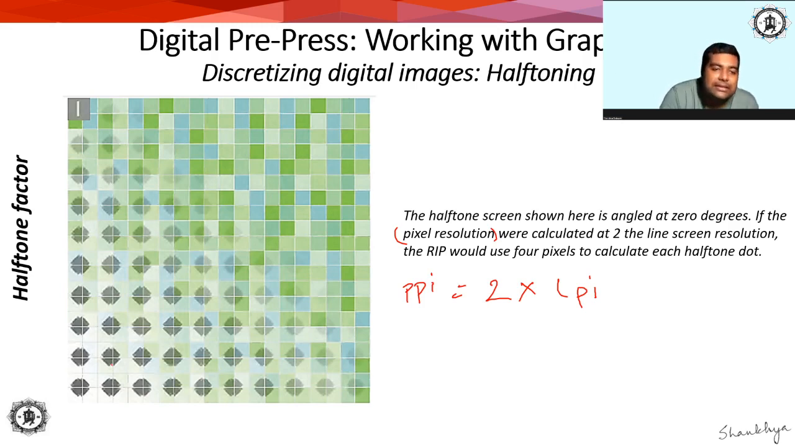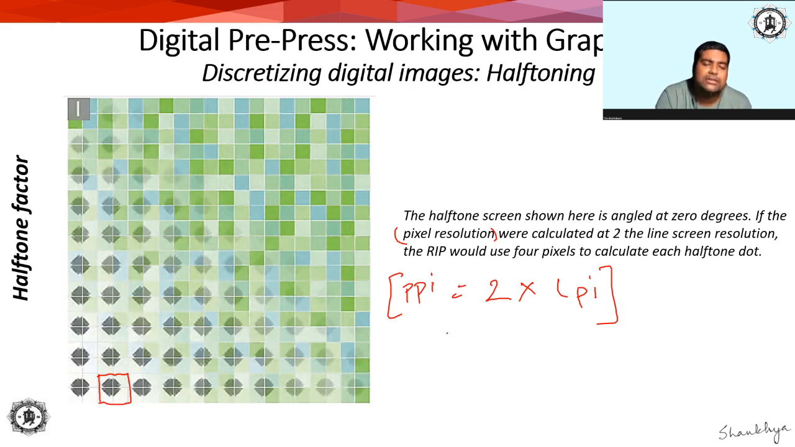See in this box, this is your PPI, right? How many pixels are there in this chunk of pixels? There are a total of 4 pixels, is it not? Now if there are 4 pixels here, how many dots are being created for these 4 pixels? One dot. So if this relationship is followed, whatever the PPI is, the PPI should be twice as large as the LPI.